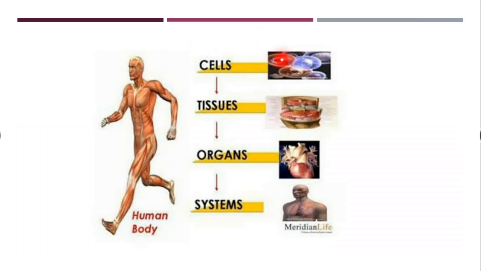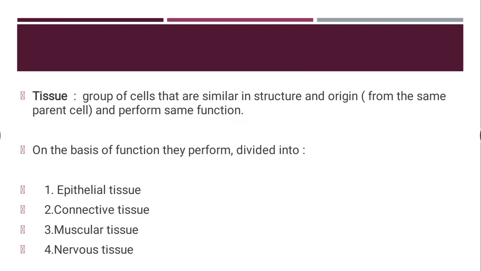Cells which are specializing in one function are often grouped together to form tissues. So, tissue can be defined as a group of cells that are similar in structure and origin. Origin in the sense that they are derived from the same parent cell, and they perform the same function. On the basis of the function that they perform, they are divided into four: epithelial tissue, connective tissue, muscular tissue and nervous tissue. So today I will be teaching about epithelial tissue and connective tissue.